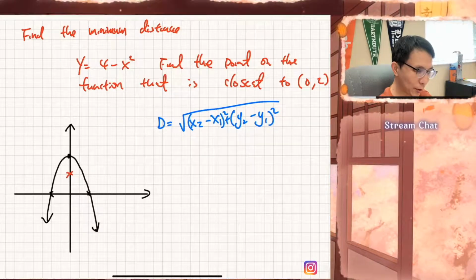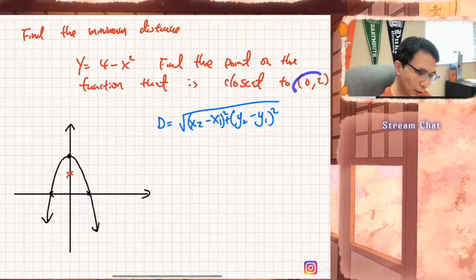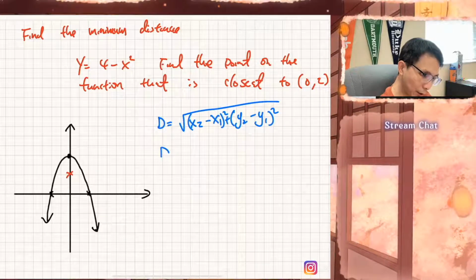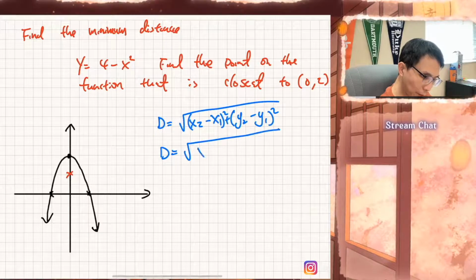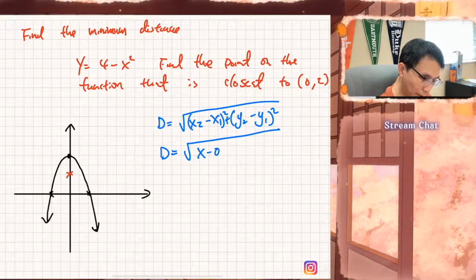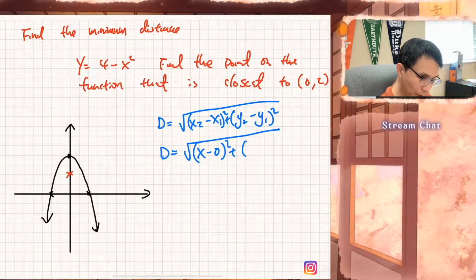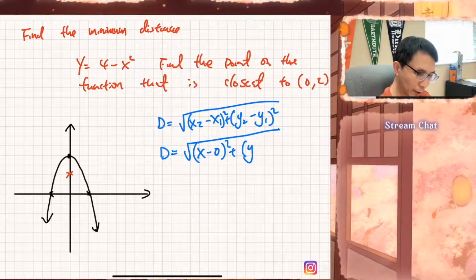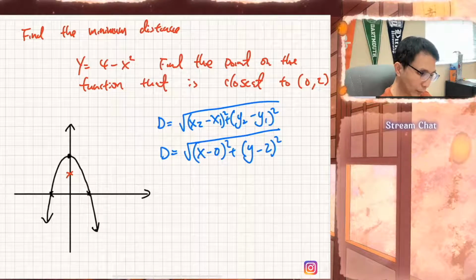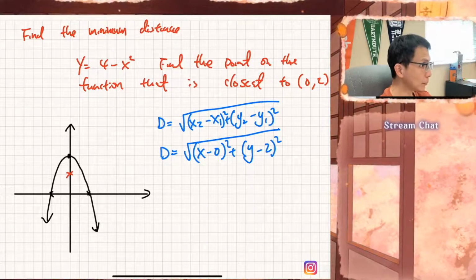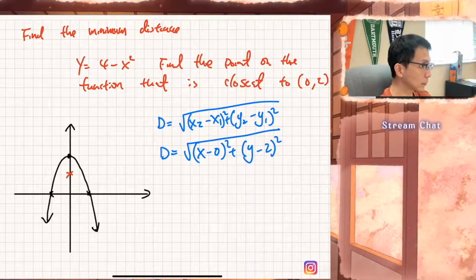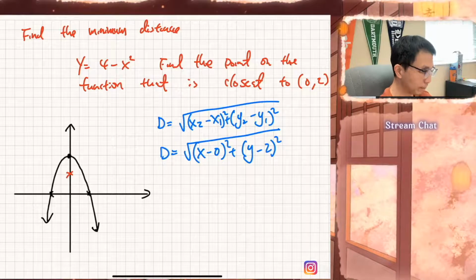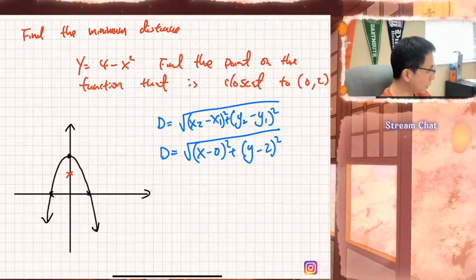Okay, so we're going to insert those points in here. This is (0, 2). I'm going to plug into here and here, and that's going to give you d equals the square root of (x minus 0) squared plus y. I don't use y2 anymore because I'm just going to plug in the coordinate. So any questions here? Is it going too fast? Everything okay?